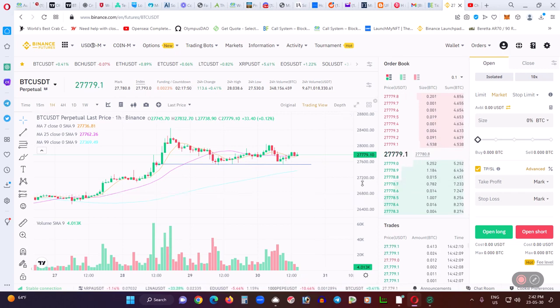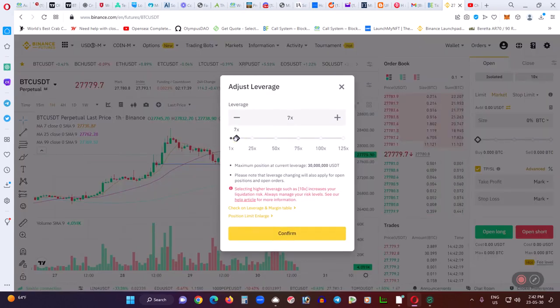So how to figure out very quickly how much leeway you have? Well, if you choose 5x, you can go 20% the wrong way, because your leverage is always divided from 100. So 100 divided by 5 is 20. 100 divided by 10 is 10.